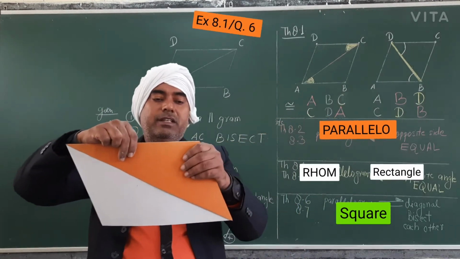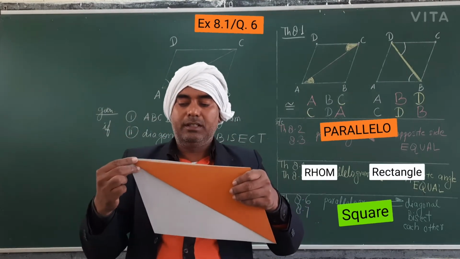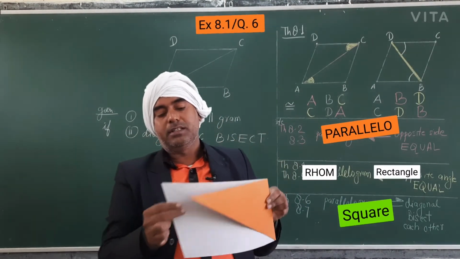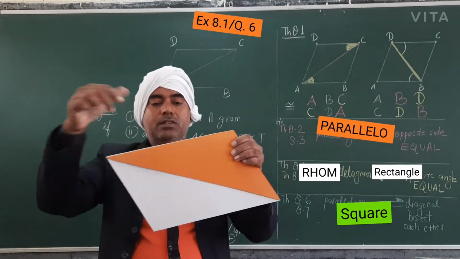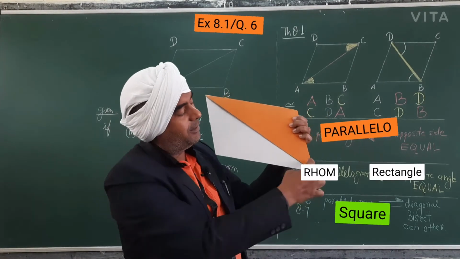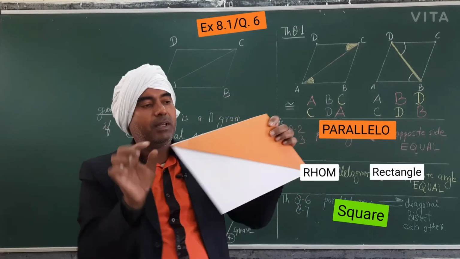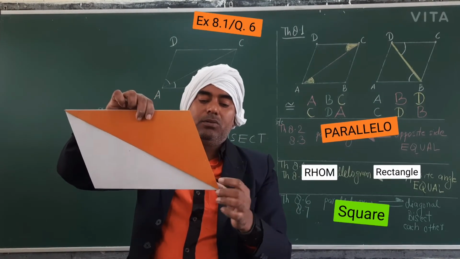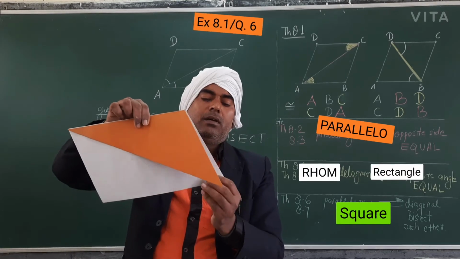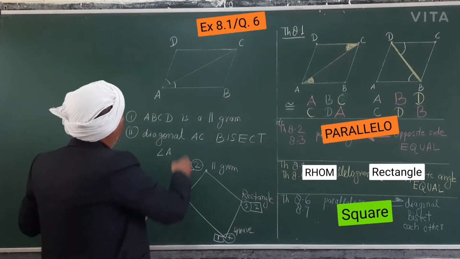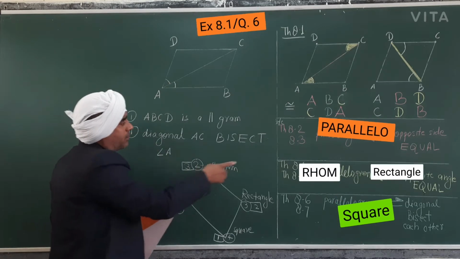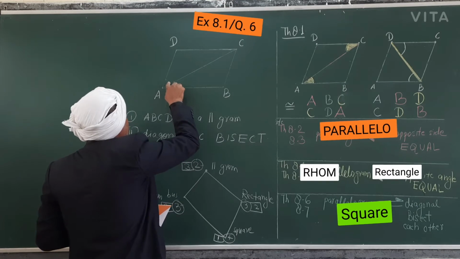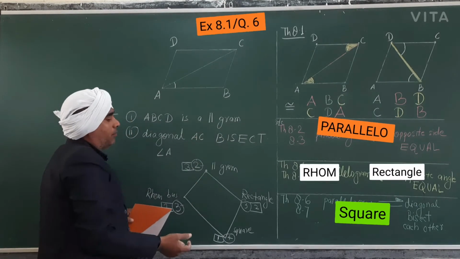It's very interesting. If you want to understand this whole figure, you should draw and cut it in your copy also, taking this type of card sheet. So I am telling you, this is not equal to this. Normally in a parallelogram the diagonal does not bisect angle A. So how will you prove it? What I am going to prove is that this is not bisected, but in a parallelogram, what do I know?